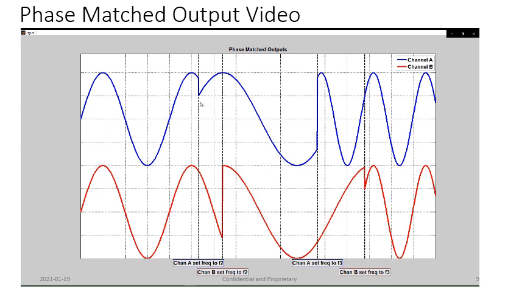Then we switch the frequency of channel A to frequency F2, and shortly after we follow by switching the frequency of channel B to the same frequency F2. Again, we see that the relative phase between the two signals is 0 degrees.